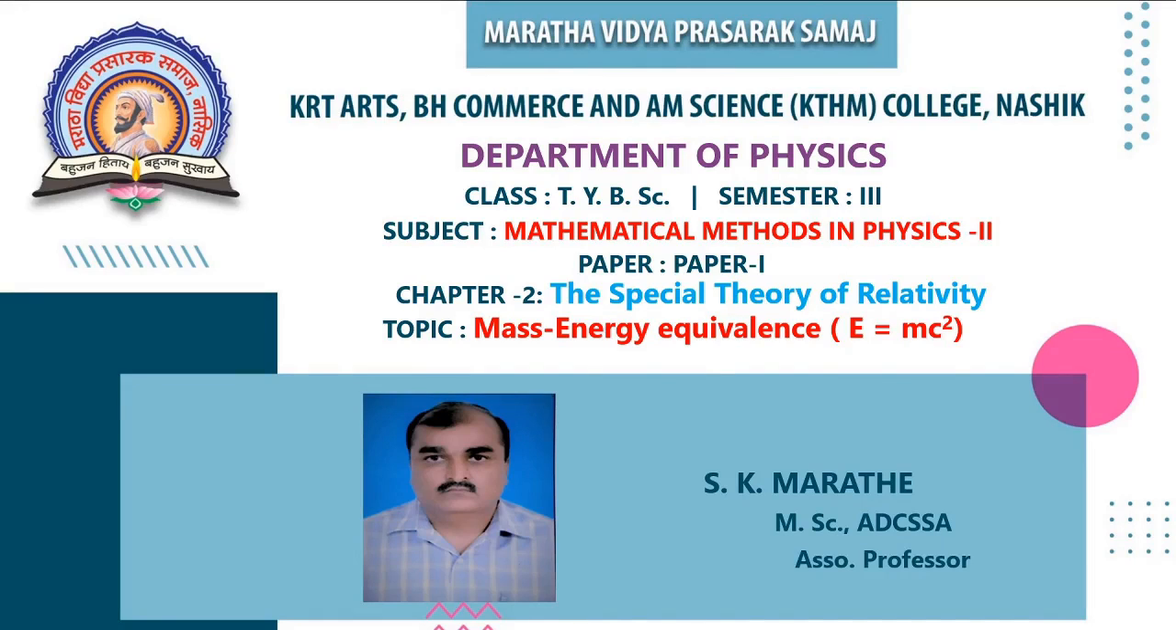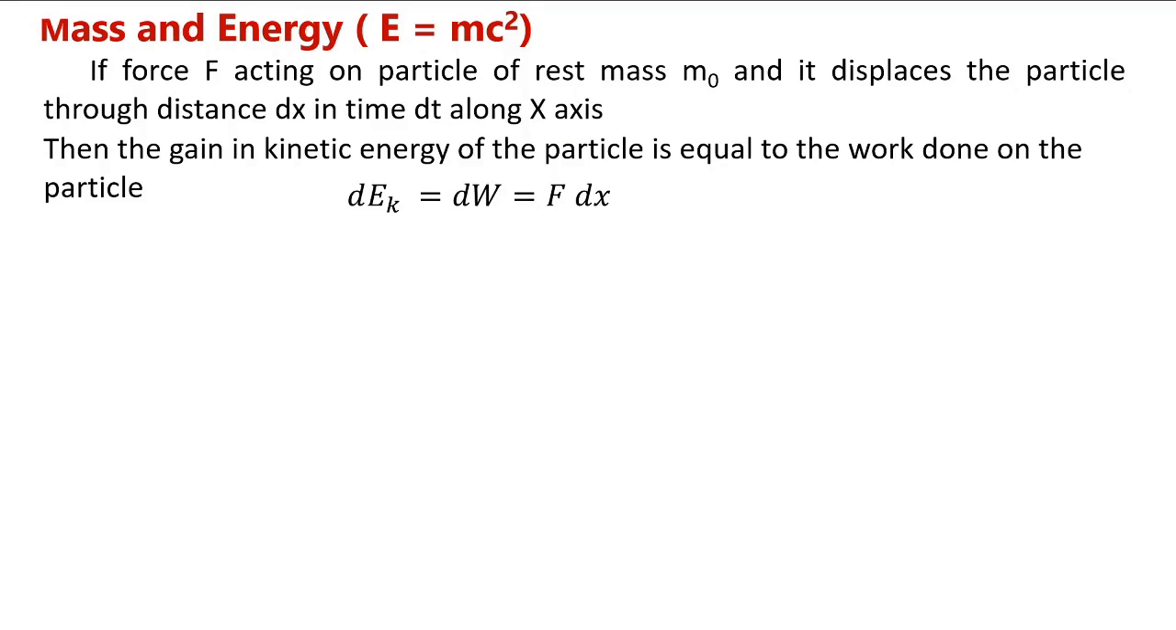In this lecture, we are going to discuss Einstein's famous mass-energy equivalence relation E is equal to mc square. In the previous lecture, we have seen the variation of mass with velocity, that is the relativistic mass equation. Using that equation, we are going to derive this mass-energy relation E is equal to mc square.